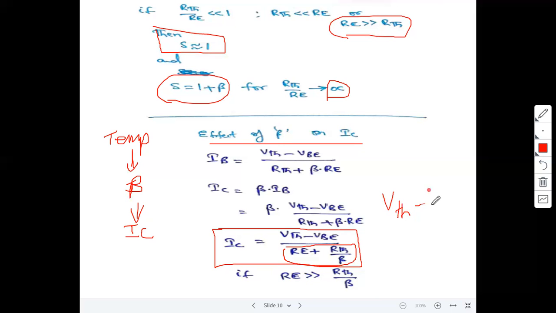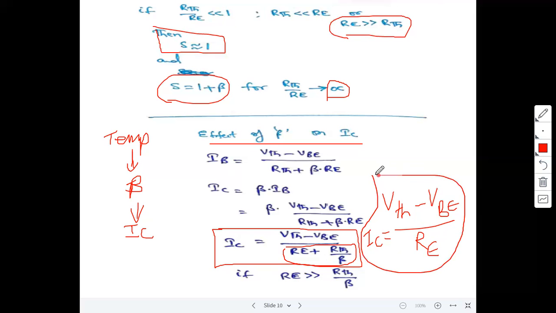IC is equal to V Thevenin minus VBE by Re. So, this is the collector current expression. Observe here, this collector current is independent of beta. Remember this one. That means if temperature changes, beta changes, and IC also changes, what we observe.